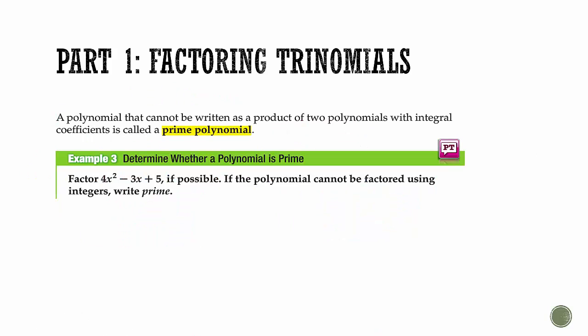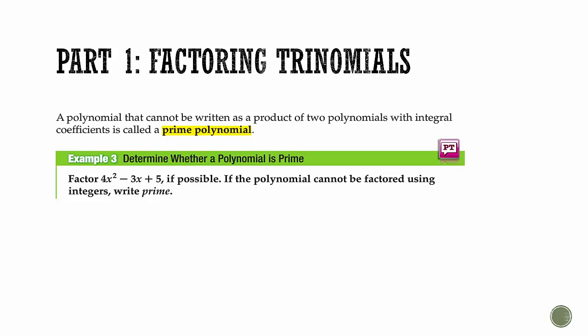A polynomial that cannot be written as a product of 2 polynomials with integer coefficients is called a prime polynomial. So just like we talked about prime numbers a second ago, they're numbers that don't have factors. A polynomial can be prime also. So this example tells us to factor 4x squared minus 3x plus 5 if possible. If it cannot be factored, write prime.